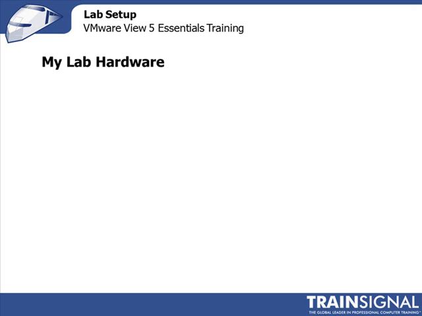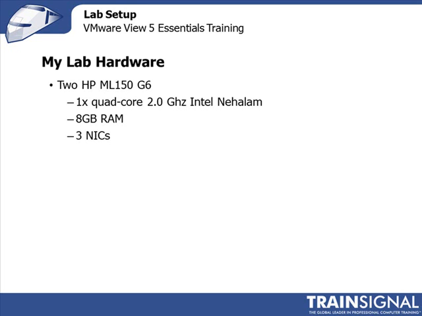Here's a quick look at the hardware that I'll be using in order to do the demonstrations. What I have built out for this course is primarily hardware-based, but a decent lab environment can easily be built on a very powerful laptop with a lot of storage. The base of my lab is a pair of ML150 G6s. These are tower servers that sit in my basement. Each one has a quad-core 2.0 GHz Intel Nehalem processor. This provides me the ability to exercise all vSphere features, like FT for example.